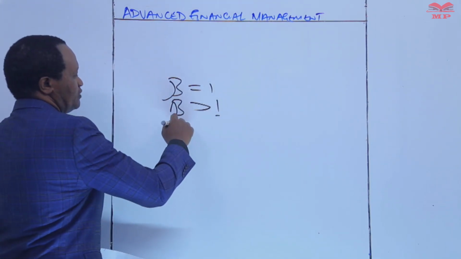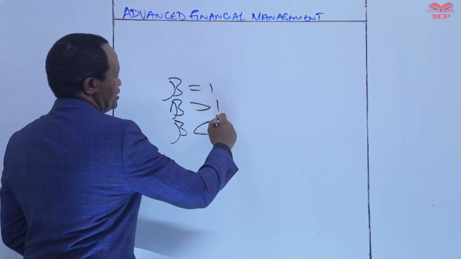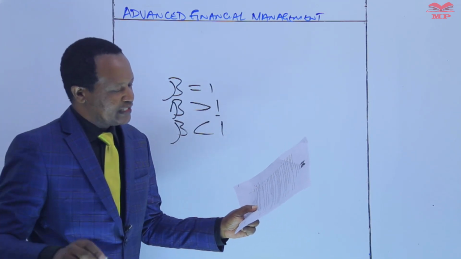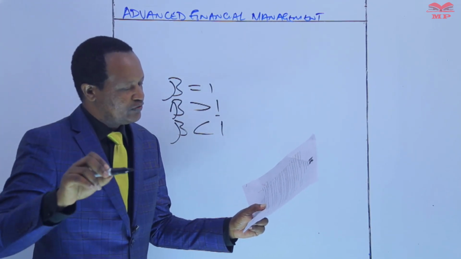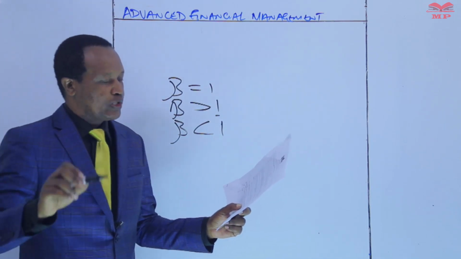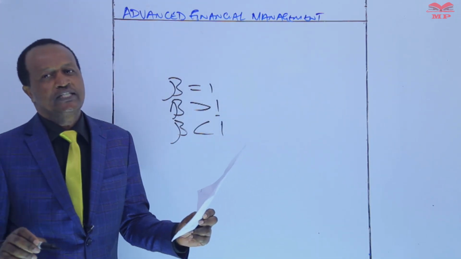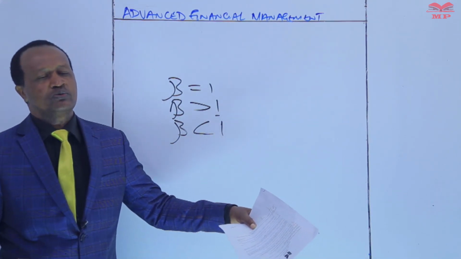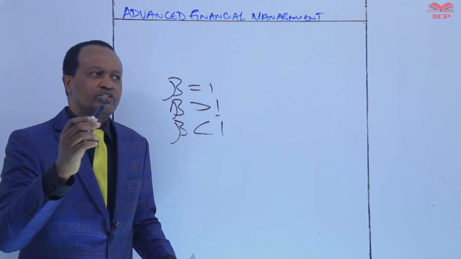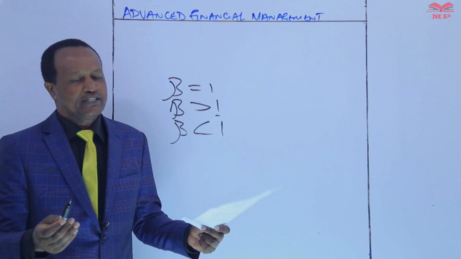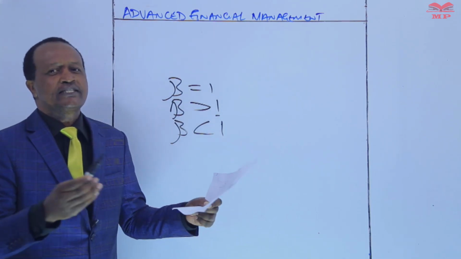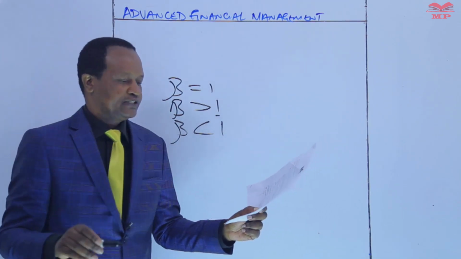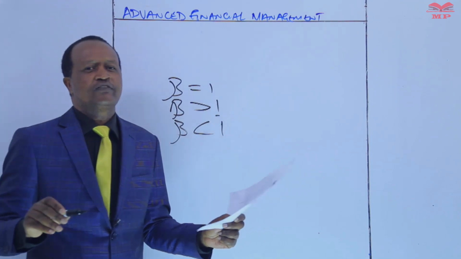You may also have an asset beta that is less than 1, like asset A. Asset A has a beta of 0.5, which is less than 1. This asset is less volatile than the market. That means that for every 1% change in the market, asset A's return is expected to change by 0.5%.